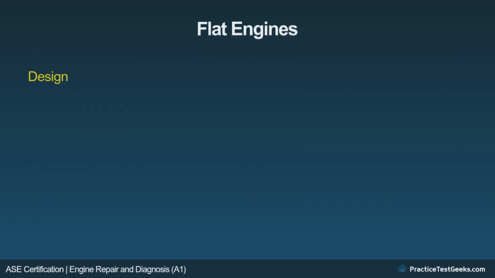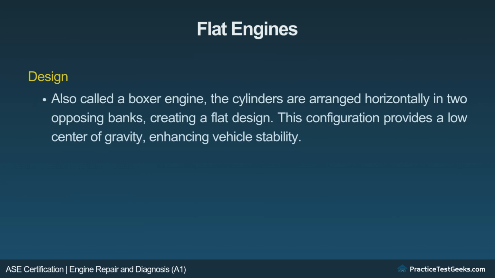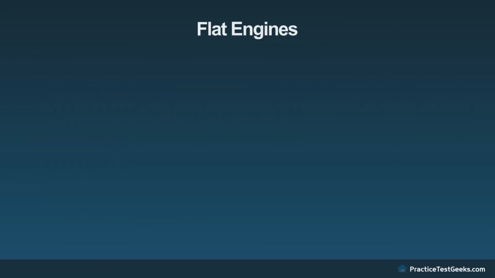Flat engines. Design. In a flat engine, also called a boxer engine, the cylinders are arranged horizontally in two opposing banks, creating a flat design. This configuration provides a low center of gravity, enhancing vehicle stability. Common usage. Flat engines are often used in sports cars and performance vehicles.